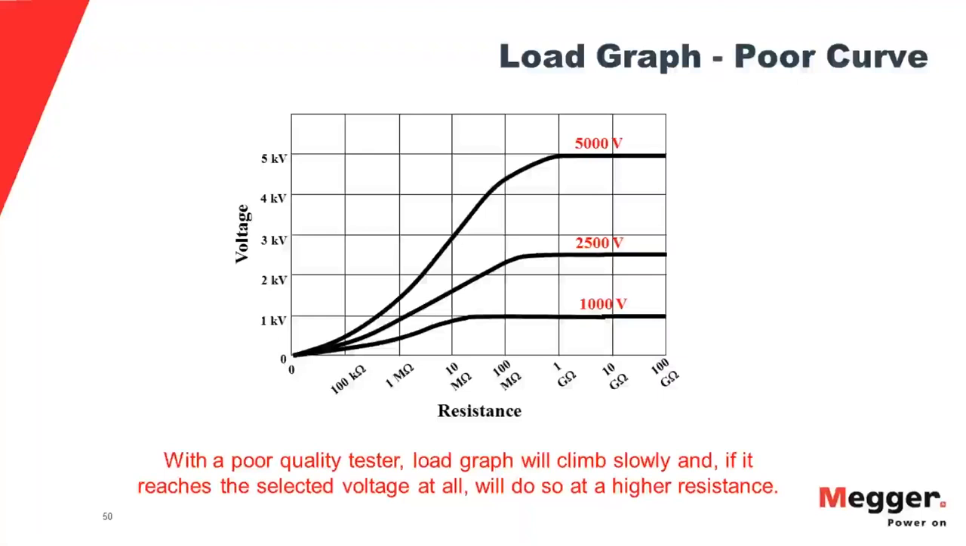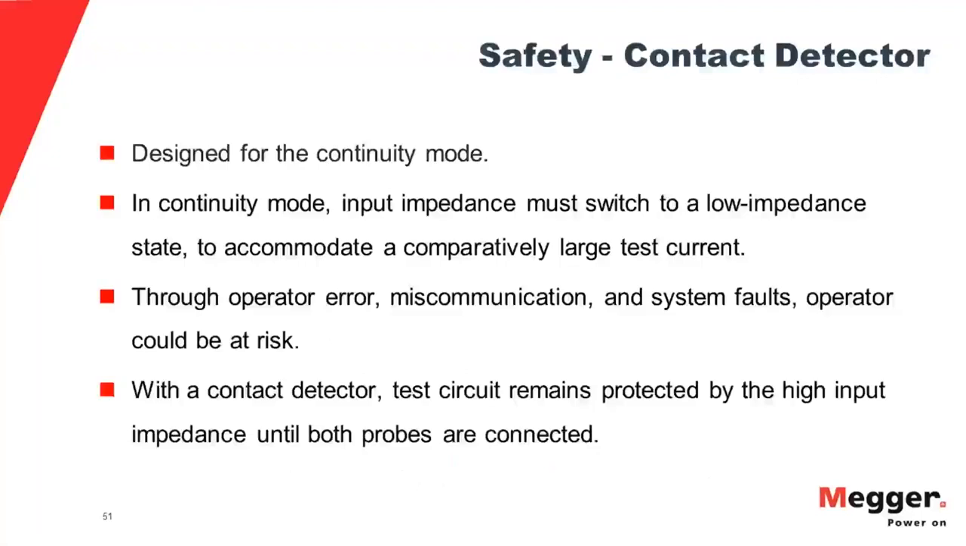Okay. Contact detector, I have to pick up the pace here a little bit. What that mainly tells you is your continuity circuit is low resistance, and so if a fault occurs on your line and your low resistance continuity circuit is engaged, then there could be a potential shock hazard there.